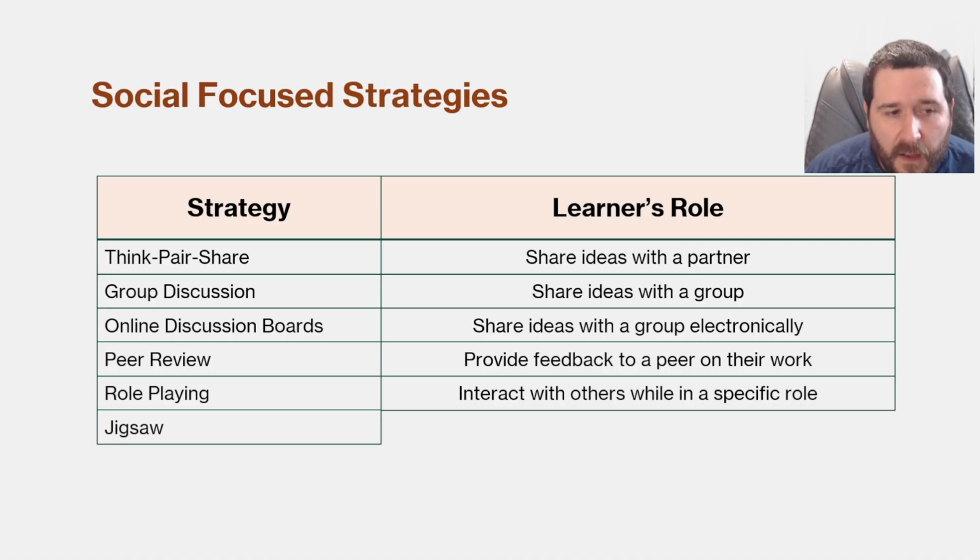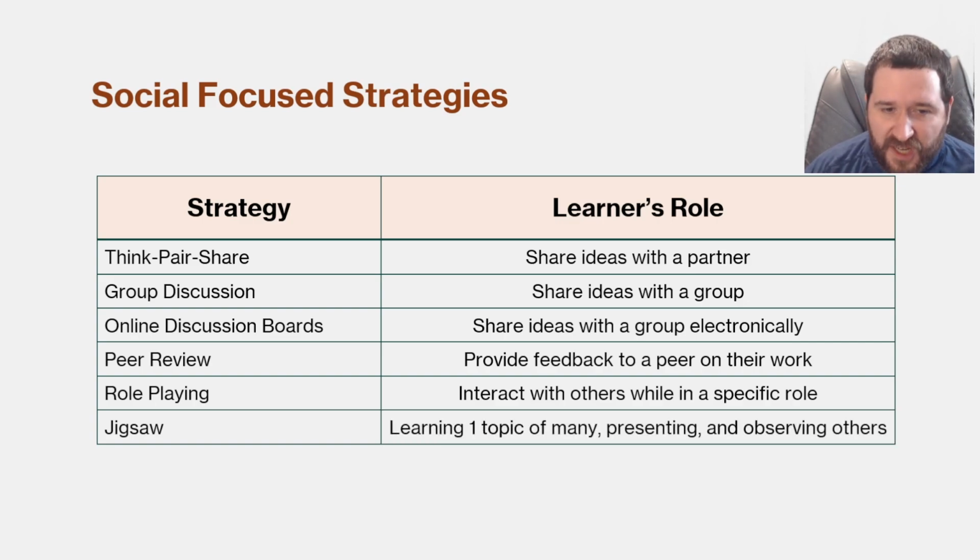And then finally, I wanted to talk about a jigsaw. This is really popular in Washoe County, at least. But in a jigsaw, students learn one topic of many or a few topics. They present on their topic and they observe others present. Okay? So that's a bit of a mouthful. What are they doing? There are several topics, and each student or group takes one piece of the puzzle and they present on their piece. And the idea is that if each student presents on a different piece of the puzzle, then that puzzle will come together like a jigsaw.